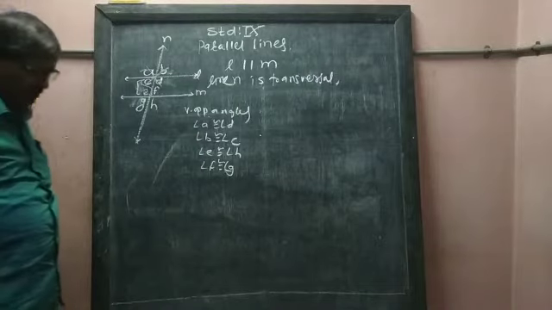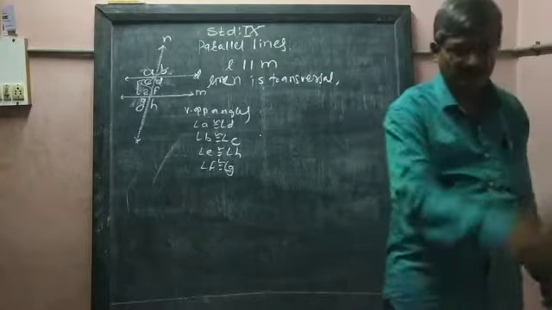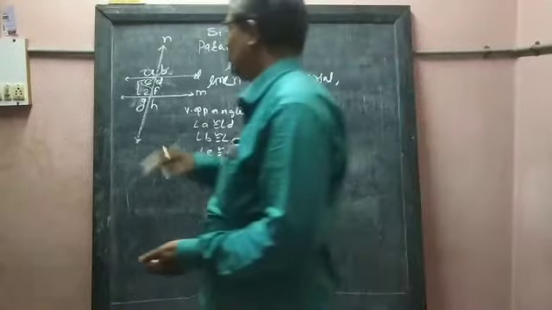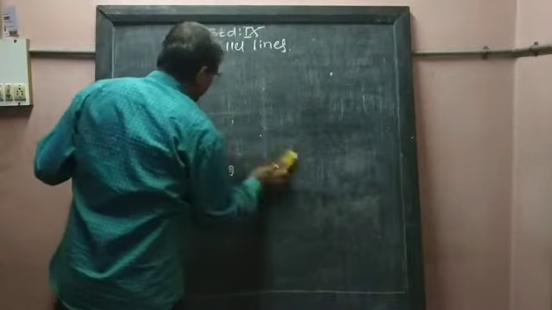So from this we are going to study how to find all the remaining angles if one of the angles is given. That is the most important thing. If you understand this, then you can solve all questions easily.